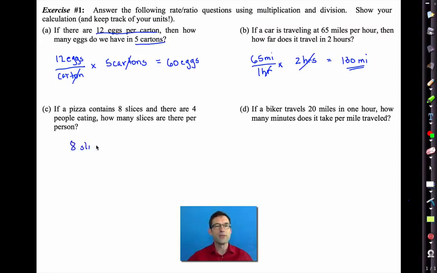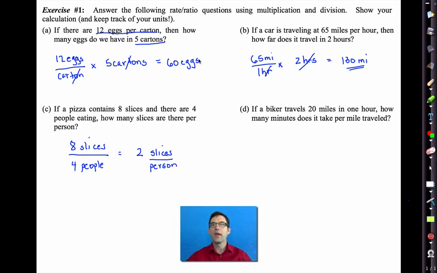This is actually division. We have 8 slices of pizza divided by 4 people, right? Of course, 8 divided by 4 is 2, but look at how the units work out. 2 slices per person, right? Really cool. Pause the video again, and why don't you work out D if you haven't already? If you have, then we'll go through the solution in just a moment.